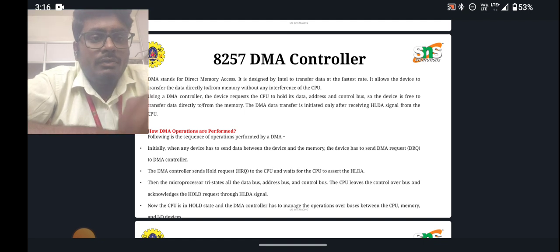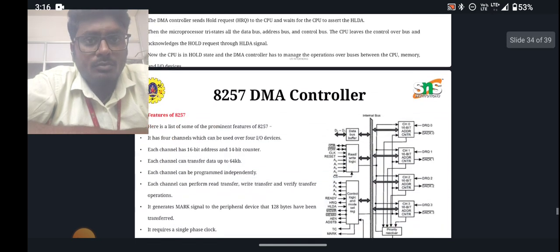The CPU leaves control over the buses and acknowledges the hold request through the HLDA signal. Now the CPU is in the hold state and the DMA controller has to manage the operations over the buses between the CPU, memory and the input-output devices.